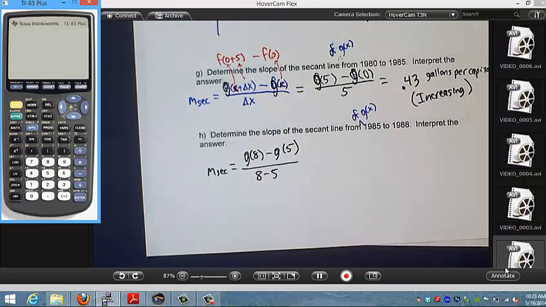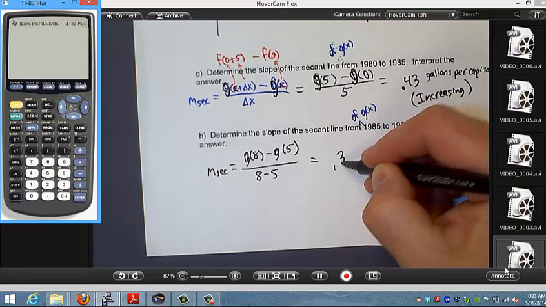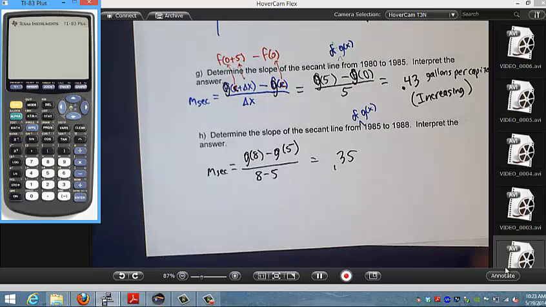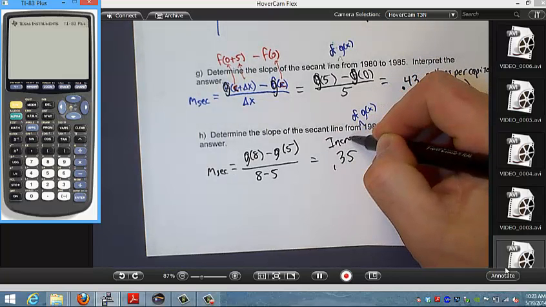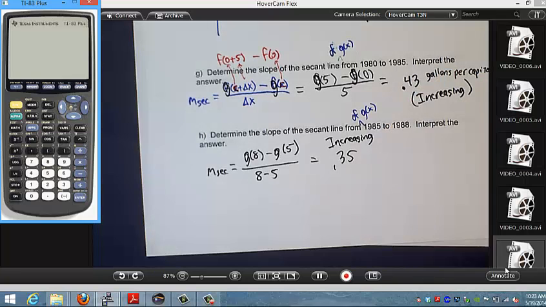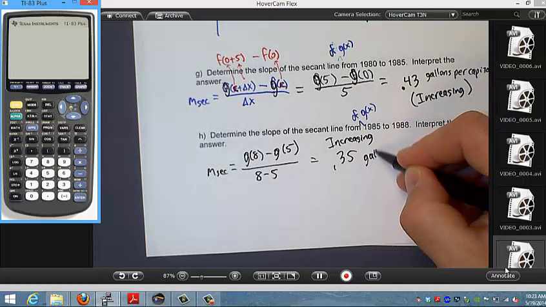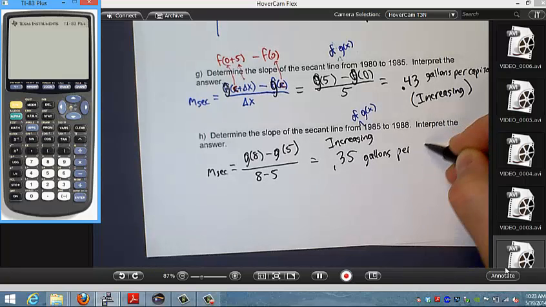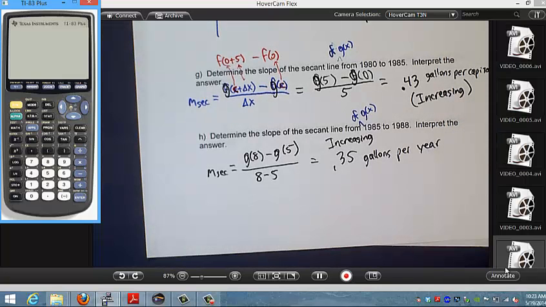And what'd you guys get? 0.35? So we are increasing 0.35 gallons per year, let's say. All right? And again, I want to see that. How the heck do I get that? Well, so I guess I really don't need F anymore. I need G.